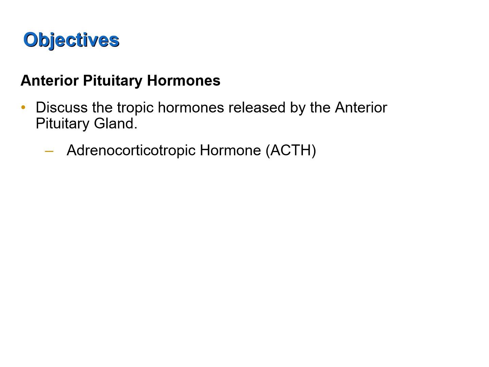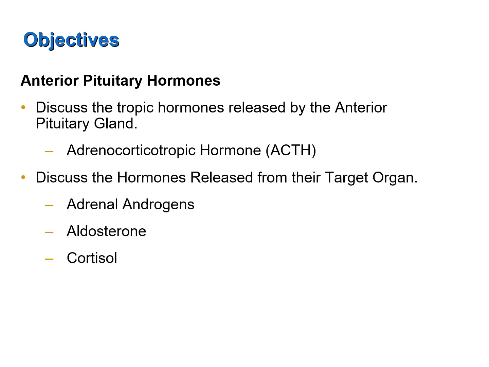Before we end, let's review the learning objectives of the screencast. We discussed the tropic hormone ACTH, which is released by the anterior pituitary gland and targets the adrenal cortex. The adrenal cortex, in response, then releases adrenal androgens, aldosterone, and cortisol. Remember that for each hormone, there are a list of features that you need to know. I provided you with a hormones and their properties table, which allows you to summarize all of the information you have to know for each of these hormones.